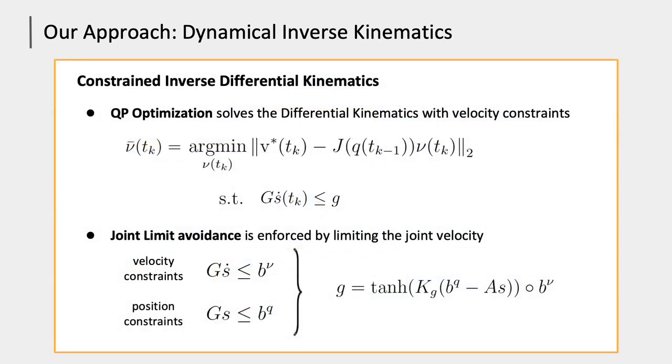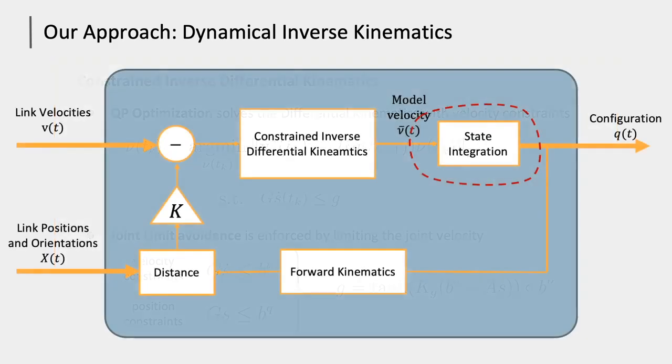The inverse differential kinematics is a linear problem solved as QP optimization with velocity constraints. In order to enforce both joint velocity and position constraints, we use the hyperbolic tangent, which defines position-dependent velocity constraints, preventing the model from moving across the limits. Numerical integration is used to compute the model configuration.